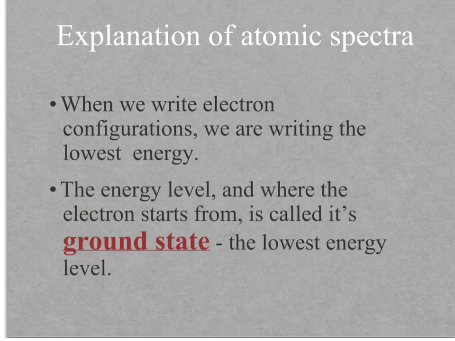Okay, so just a quick explanation of the atomic spectrum. Whenever we write our electron configurations, which you guys are very familiar with because we did it all this past week, we're writing the lowest energy. Remember when I started explaining the electron configurations to you, I told you that according to that Aufbau diagram, the one with the arrows, we fill up the lowest energy levels first. So again, this goes with the whole we're writing the lowest energy. So the energy level where the electron starts from is called the ground state. And again, that's the lowest energy level because it's on the ground, it's the bottom, so it would be the lowest.